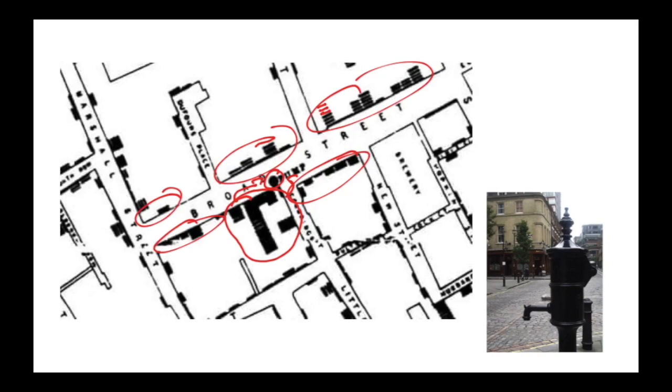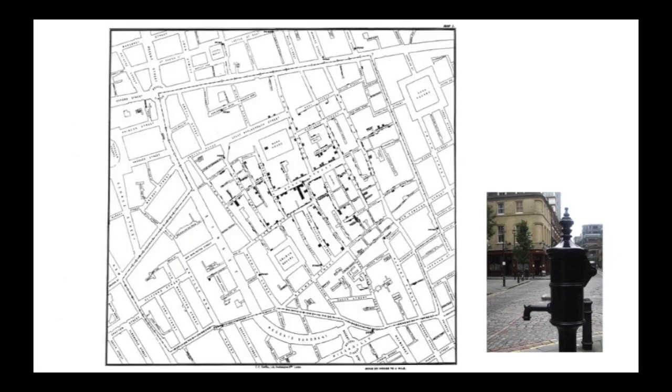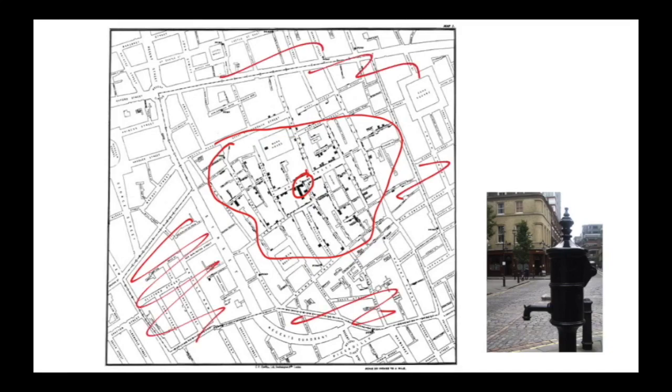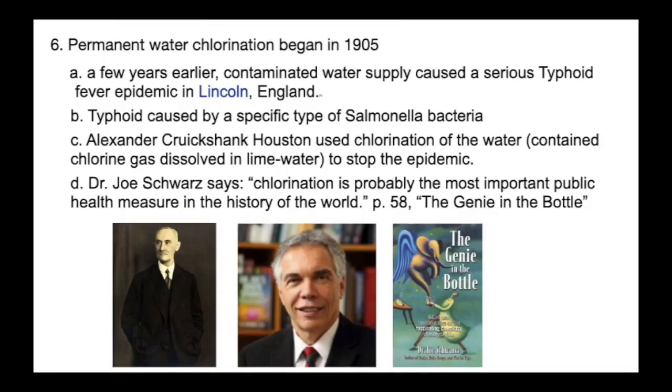And so he could find, if you look at this next map, so here's the pump right here. You can see that this is the area where most of the outbreak occurs. And so he's like, something is going on in this area, because out here, there's not many people that have it. Okay, so that's kind of cool. Mapping. Okay, and then permanent water chlorination began in 1905.